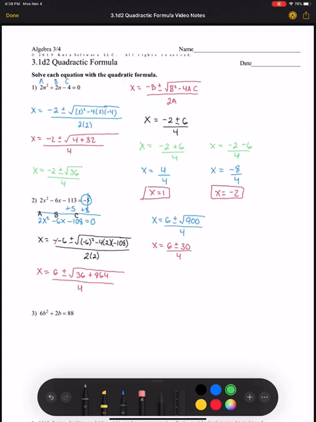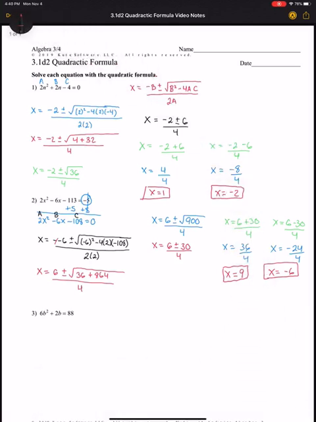And again, we have our two equations. X equals 6 plus 30 over 4. X equals 6 minus 30 over 4. 6 plus 30 is 36. And 36 divided by 4 is 9. So x equals 9 for our first answer. In the second equation, x equals 6 minus 30, which is going to be negative 24 divided by 4. So x equals negative 6. And those are our two answers.